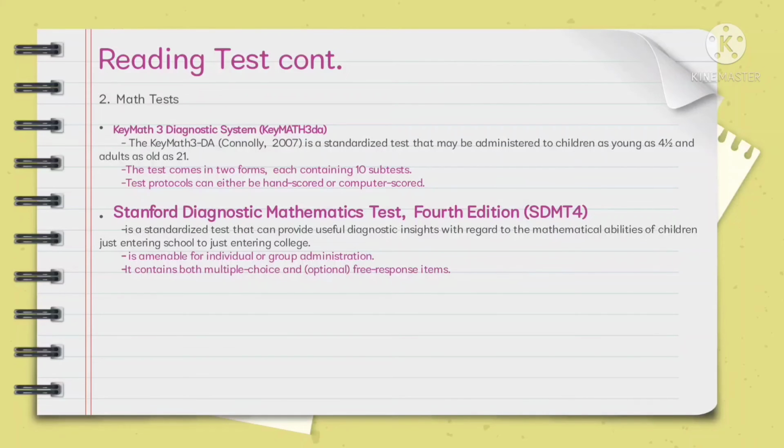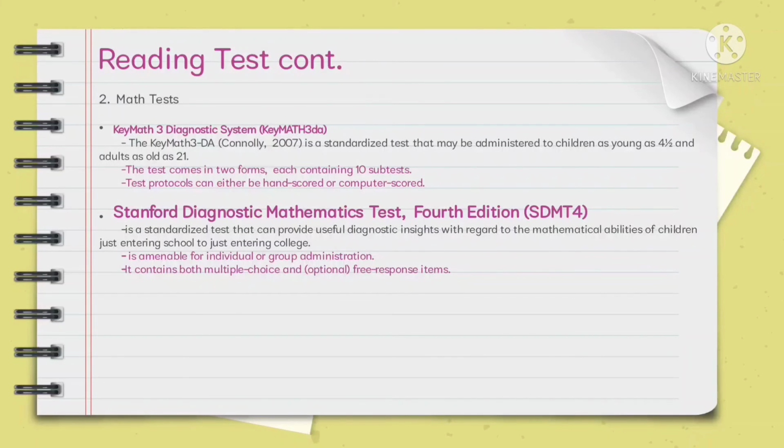The test comes in two forms, each containing 10 subtests. The test protocols can either be hand-scored or computer-scored. Because the KeyMath 3 DA is individually administered, it is ideally administered by a qualified examiner who is skillful in establishing and maintaining rapport with the test takers and knowledgeable in following the test's standardized procedure.